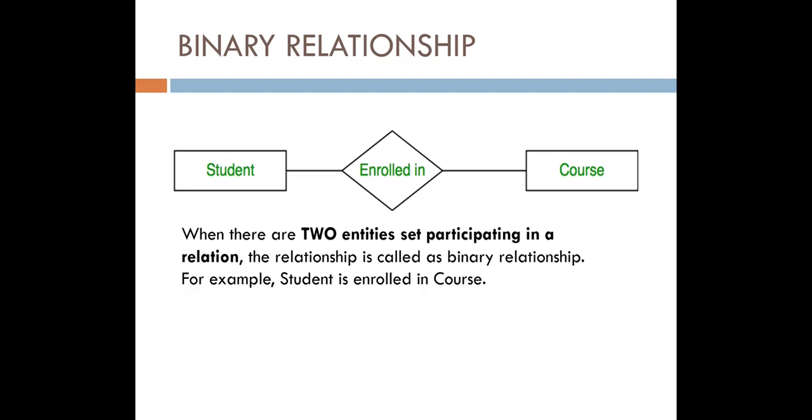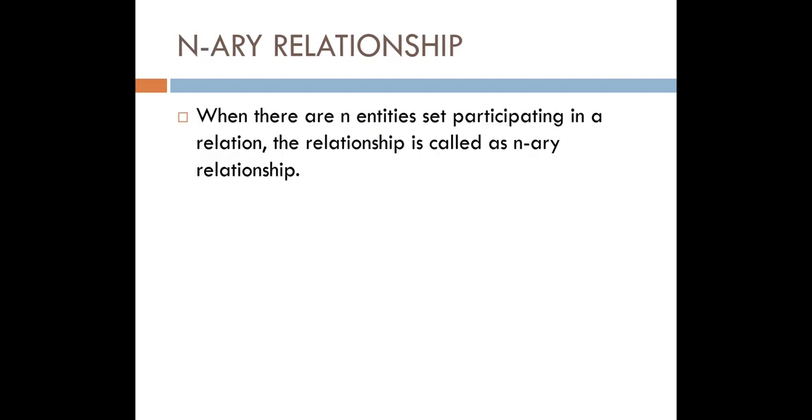Next is the example of binary relationship. If two entities are associated in the relation, then it is known as the binary relationship. Here students and course are the two different entities which are associated in the relation by the relation enrolled in. So here is the example of binary relationship. Next is the n-ary relationship. When n number of entities are participating in the relation, then it is known as n-ary relationship.